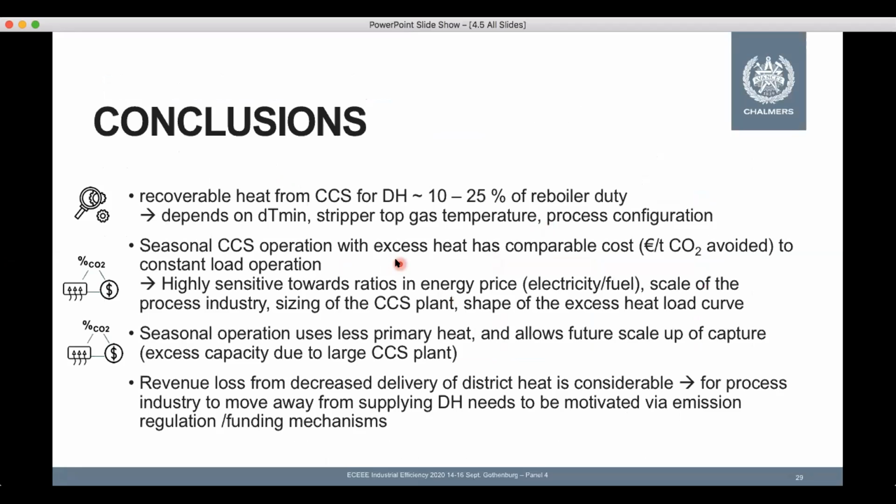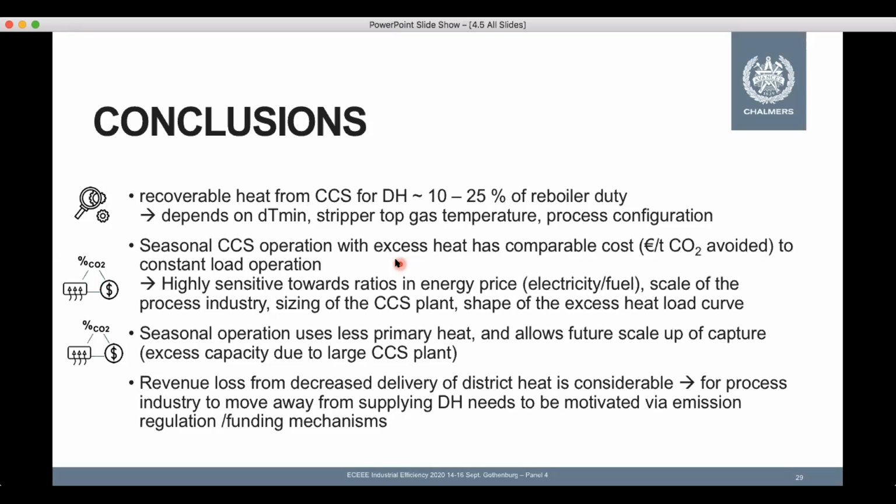We looked at the sizing issue and the CCS operation mode and found that the seasonal CCS operation with excess heat has comparable costs to constant load operation. And what we found in our sensitivity analysis, which we're still conducting, is that this finding is very sensitive to ratios in energy price, the scale of process industry, the sizing of the CCS plant, how that is done in general, and the shape of the excess heat load curve, of course. So that's very interesting to dive into further.